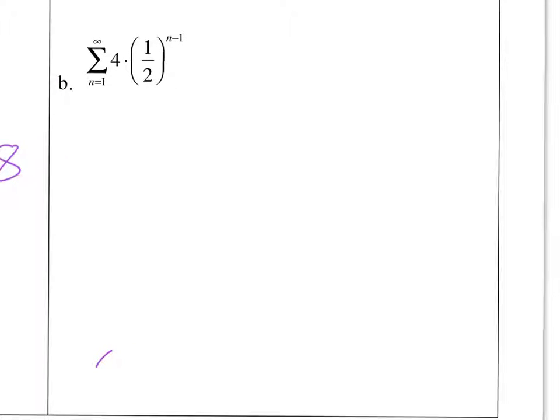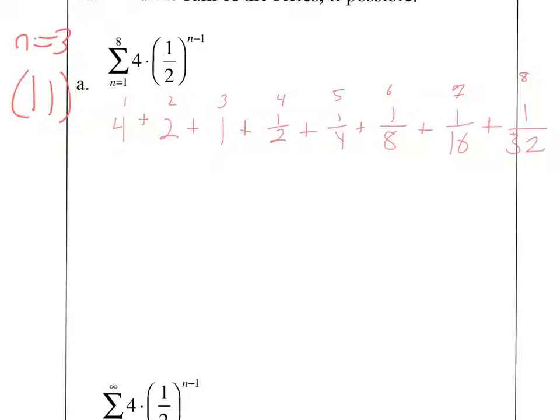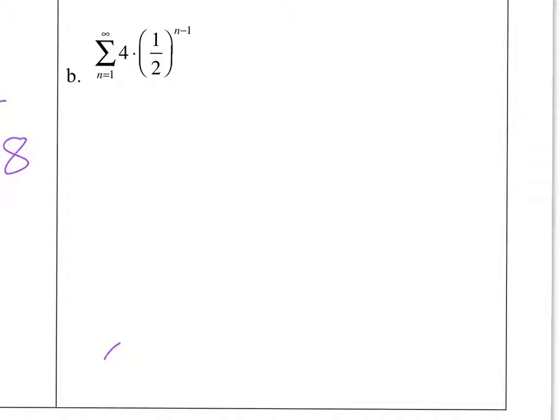Oh man, then it looks like we got the same thing as what we just did, but now instead of the first 8 terms, we're looking at an infinite series. So what happens if we keep moving the series forward?